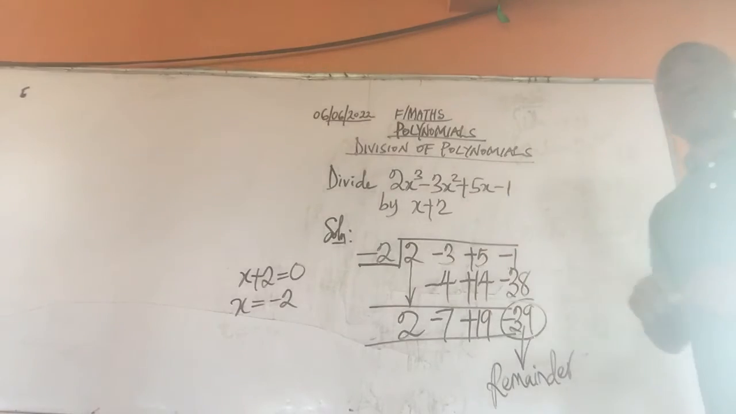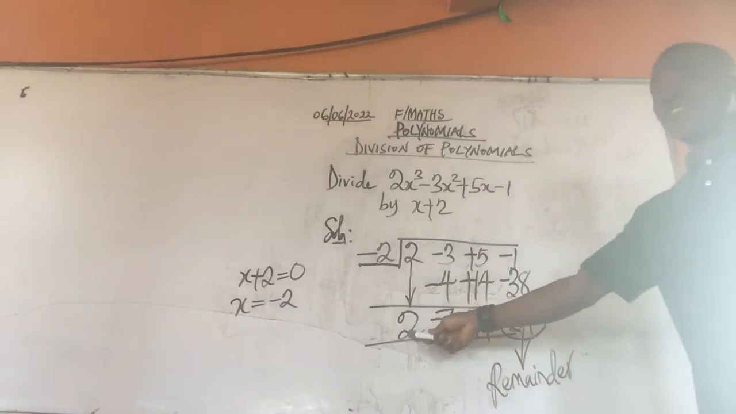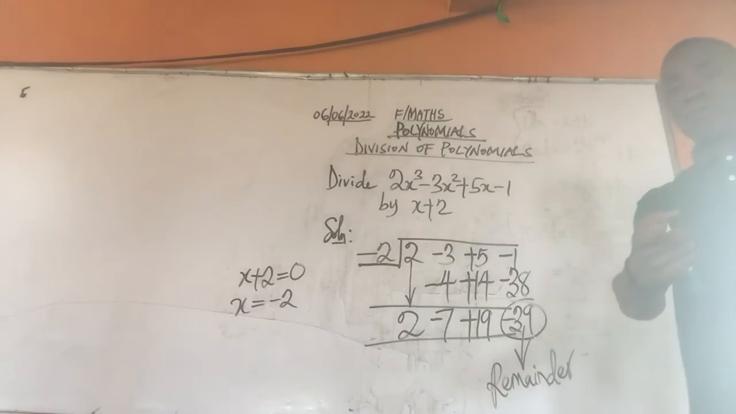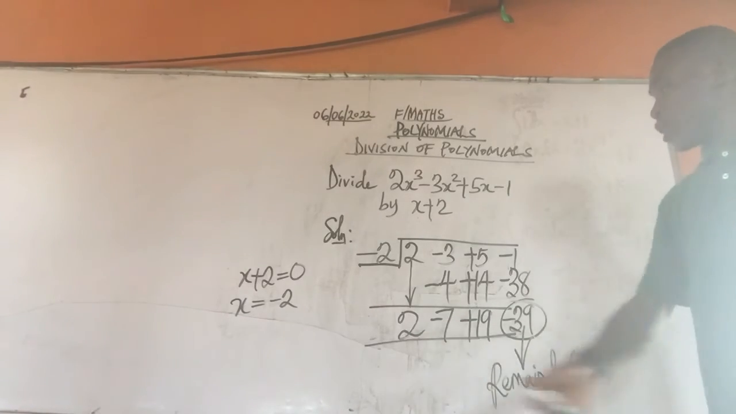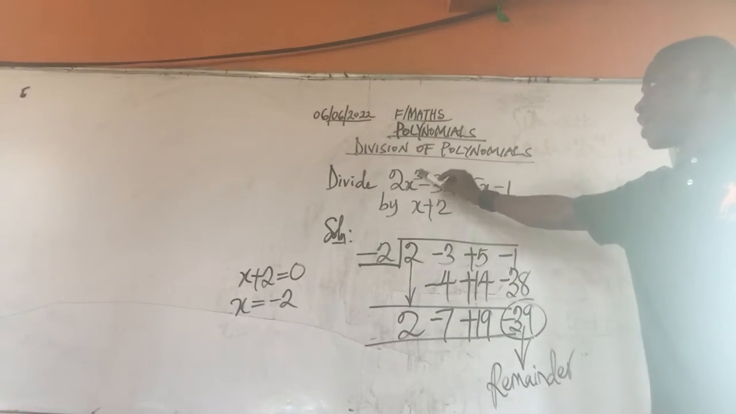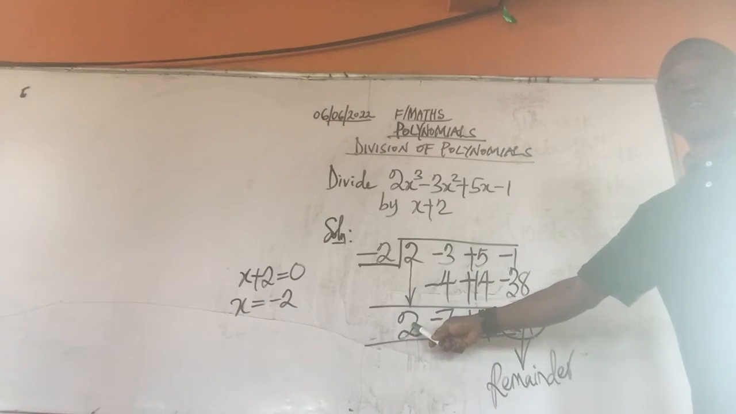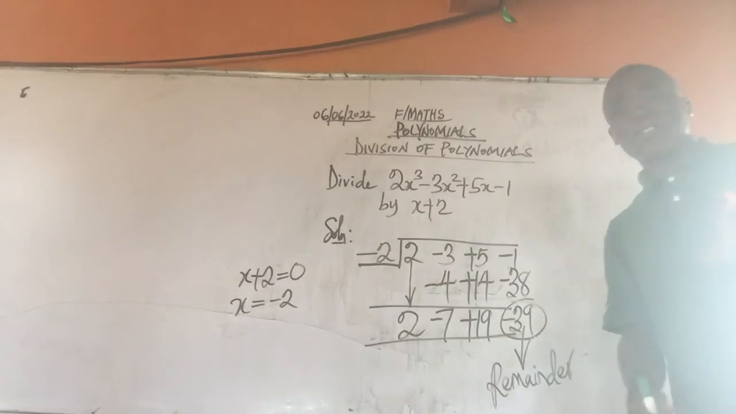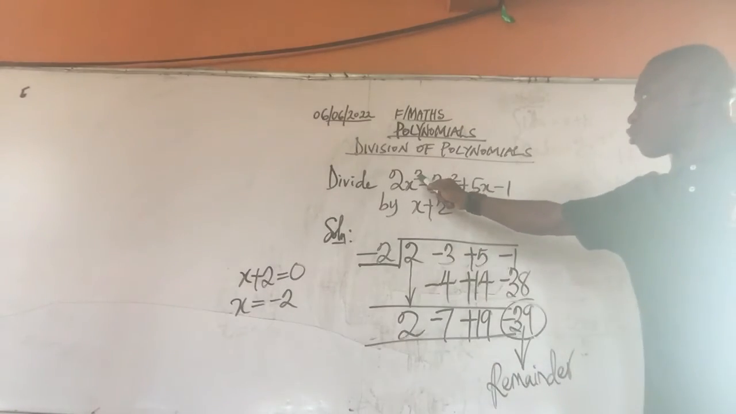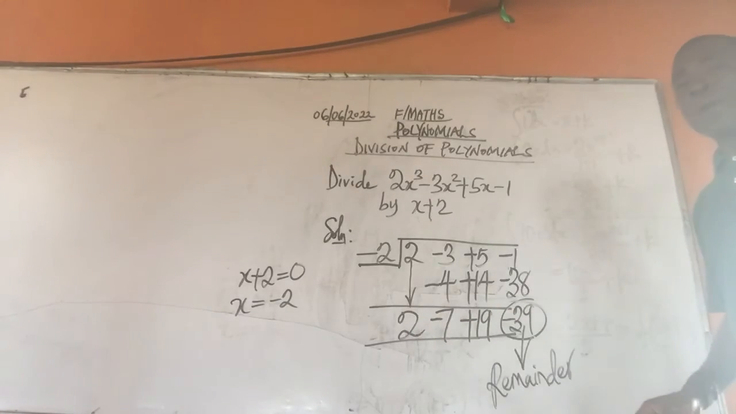How do we get the quotient? Very simple. Looking at the question from the beginning of our dividend, the highest power we have here is 3, x raised to the power of 3. That means from the answer, we are going to have x raised to the power of 2, starting with the number that we have here. That means the powers are reducing from x raised to the power of 3 to x raised to the power of 2 to x, then to a number.